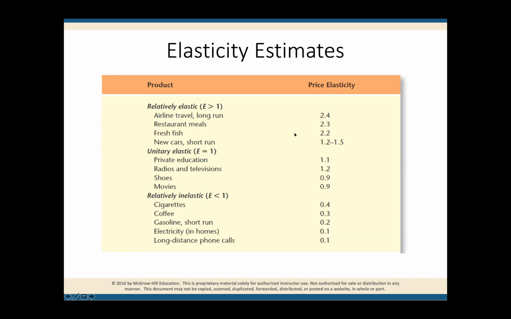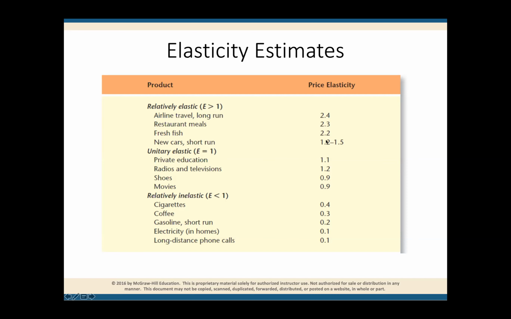On the other hand, look at airline travel. In the long run, people can plan, and people are going to respond. Look at restaurant meals. It means that for every 10% increase in prices, you're going to lose 23% of your sales. See, these are the ratios. Look at new cars. If you increase the price by 10%, your sales are going to decrease by 12%.